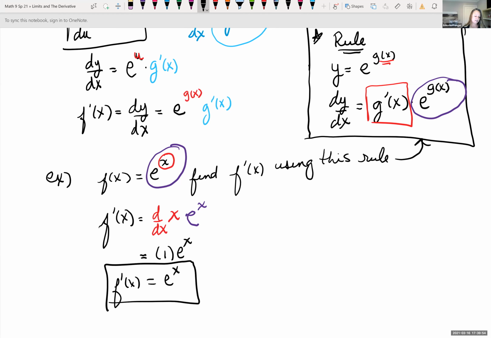So if you have a derivative, base is e of some exponential function, you're going to take the derivative of the exponent times the original e. And that is our rule for that piece.